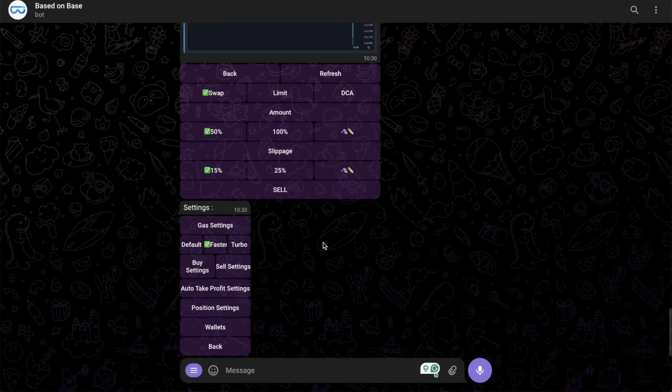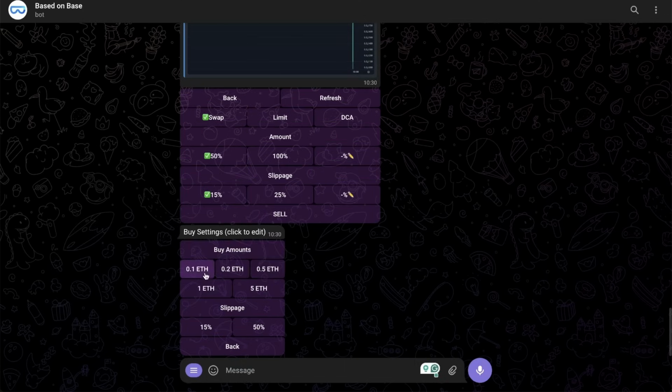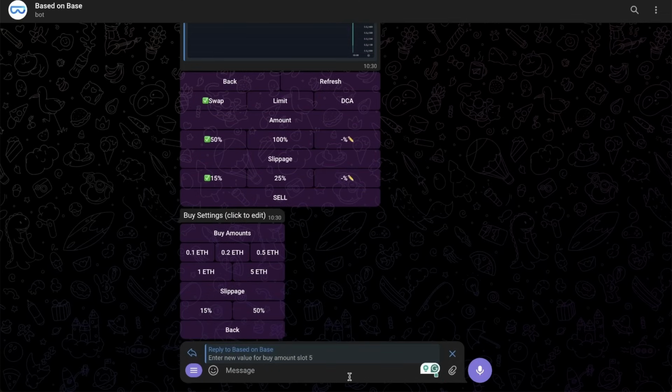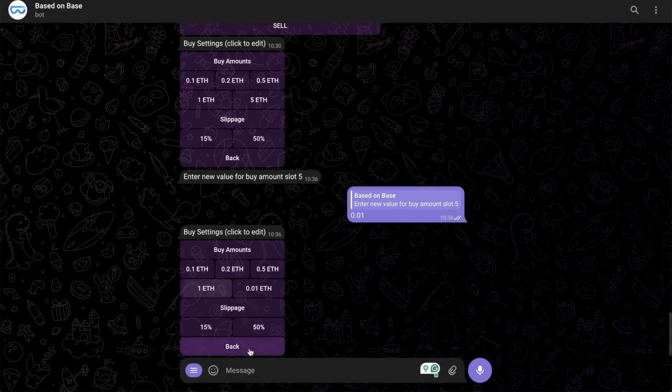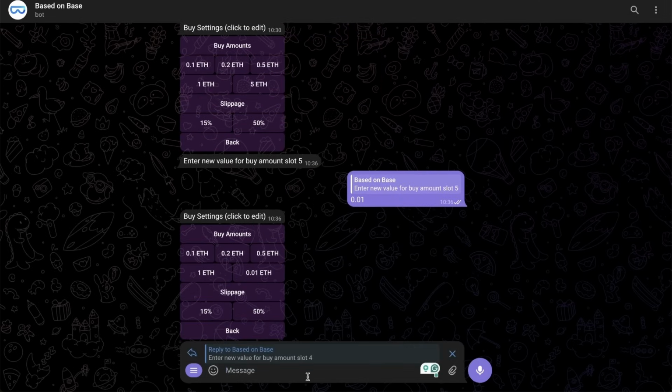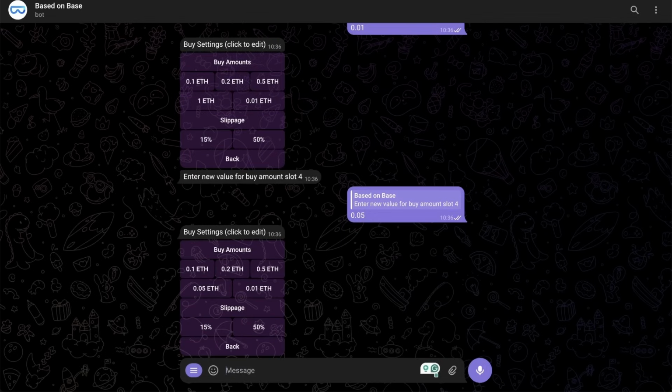And my favorite setting, we are going to talk about it, is this one, auto take profit. But first, if I go in the buy settings, it's just to change the amount. So we can remove the 5 Ethereum. I don't think we will use it. I'm going to put it to 0.01, for example, because we trade meme coins here. 0.01 and then 1 Ethereum, saying I'm never going to buy 1 Ethereum. Unless I do, I will put like twice this. So this is 0.01. I will put 0.05. These are usually the amounts that I use to buy some meme coins.